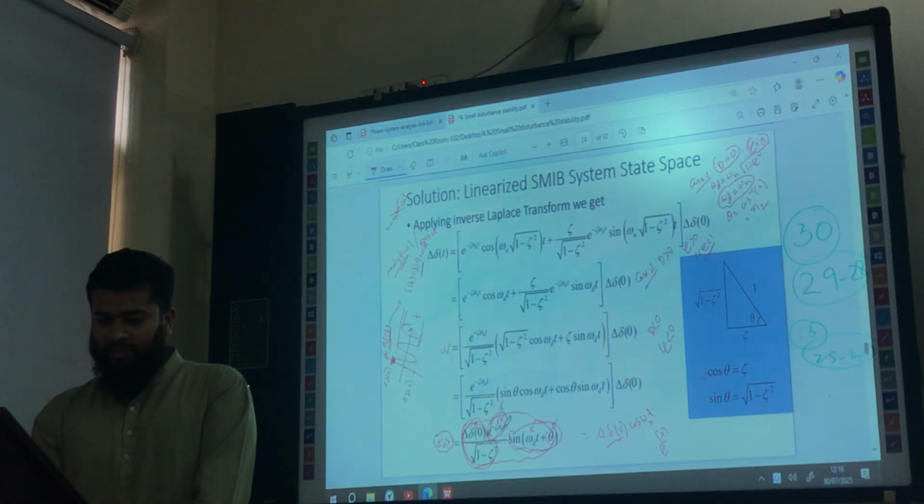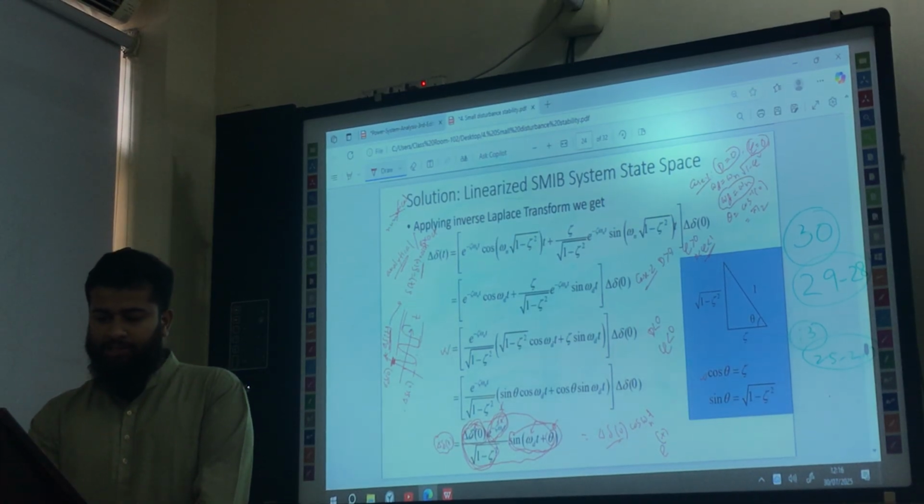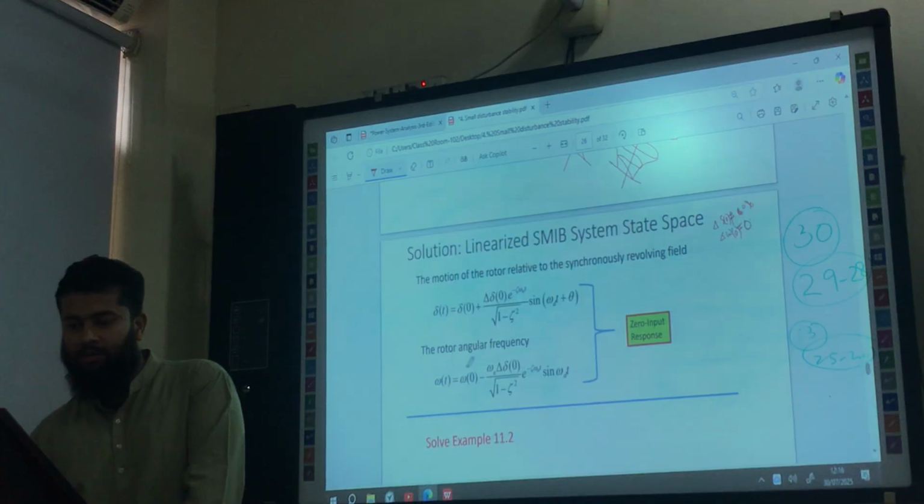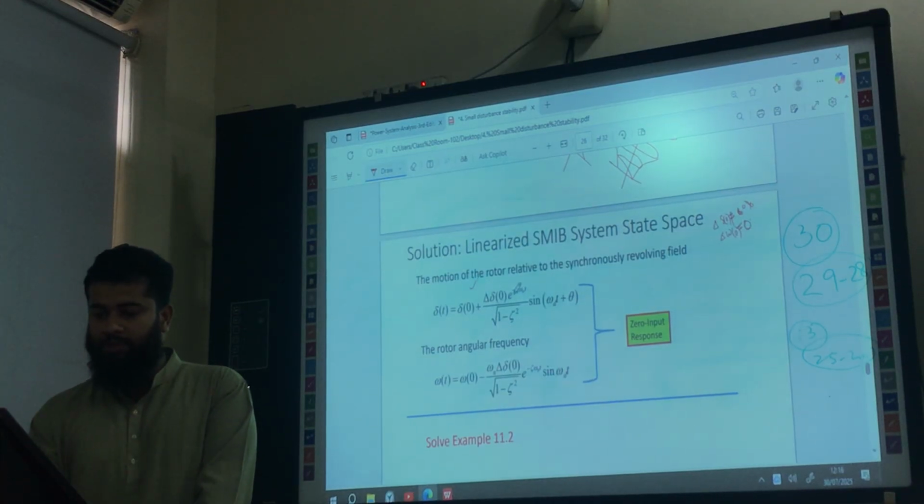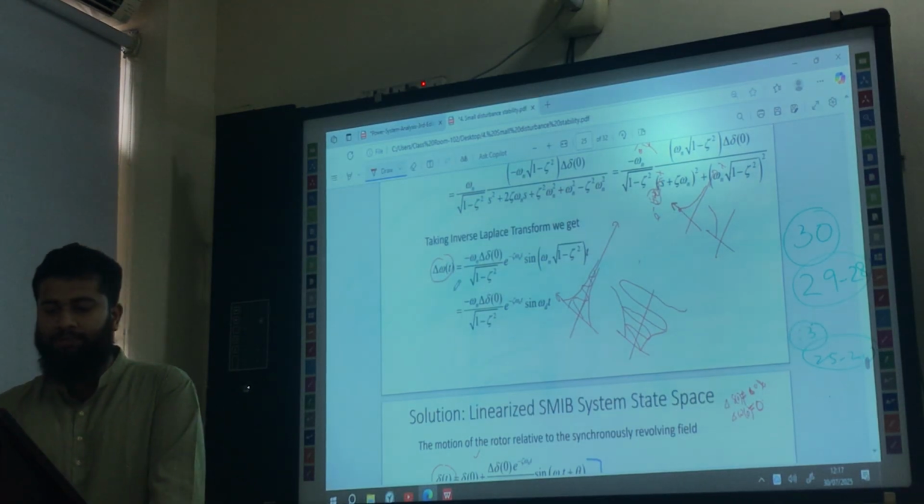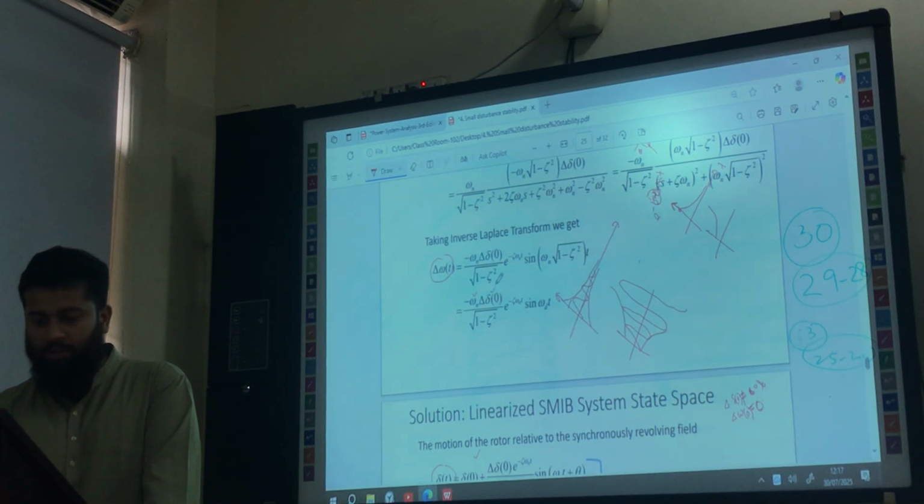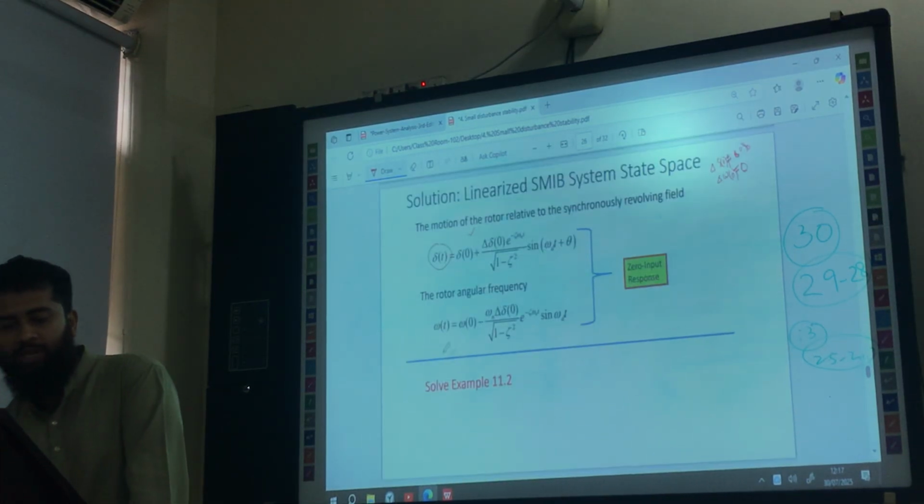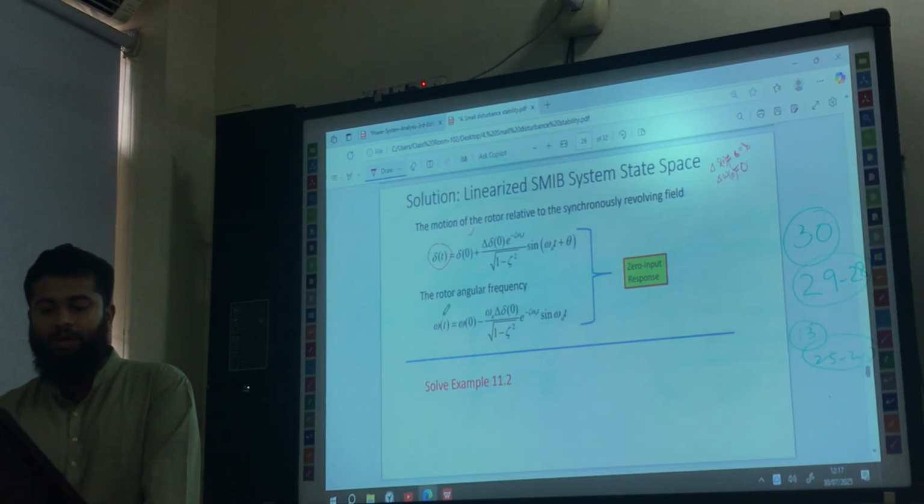So by just putting these values zeta, omega n, omega t, and del delta of 0, we can find this theta and this del delta of t, right? Then if we add the delta of 0 with this, we will get the delta of t. Similarly, here using this equation we can find the del omega of t. We need omega n, del delta of 0, okay? Then omega t, zeta. Then we can find this del omega of t. Then if we add the initial value of omega, we will get the omega of t, right?